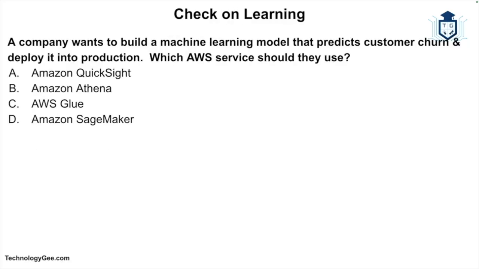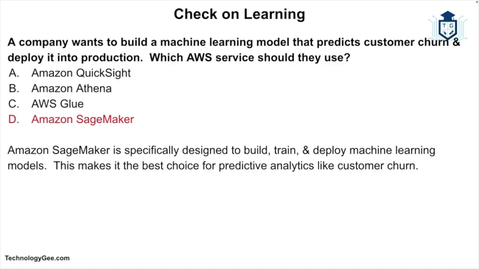Our first question is, a company wants to build a machine learning model that predicts customer churn and deploy it into production. Which AWS service should they use? Would it be Amazon QuickSight, Amazon Athena, AWS Glue, or Amazon SageMaker? The correct answer is going to be Amazon SageMaker. SageMaker is specifically designed to build, train, and deploy machine learning models. This makes it the best choice for predictive analytics like customer churn.